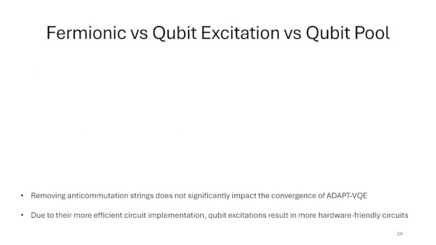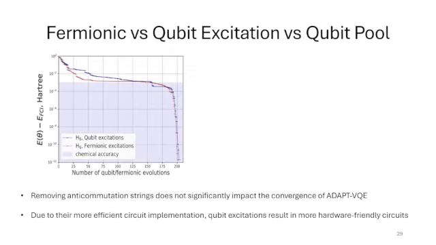How do these pools compare? I'll start with a comparison of qubit and fermionic excitations. So we have a plot of the error versus the number of qubit or fermionic evolutions. Qubit evolutions are in blue and fermionic versions are in red, and we see that the convergence is very similar. So removing the Z-string from the operators doesn't significantly affect how many operators we need to reach a given error.